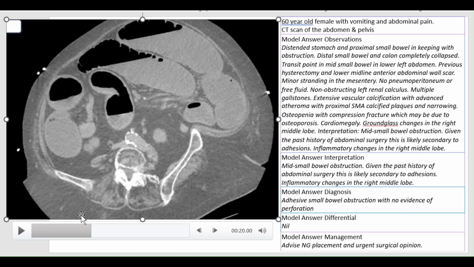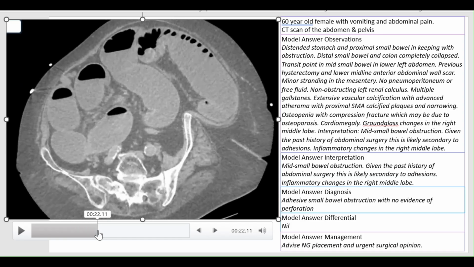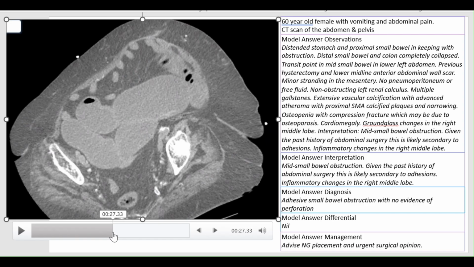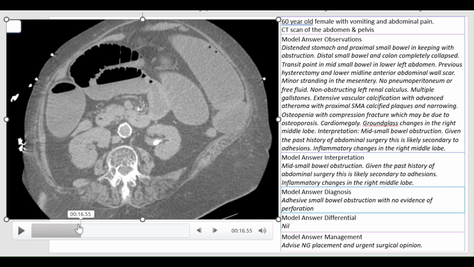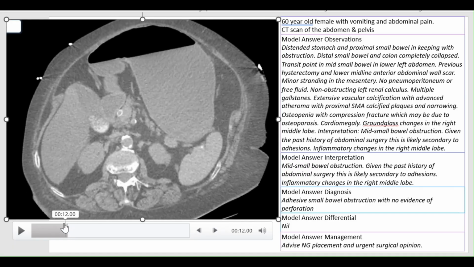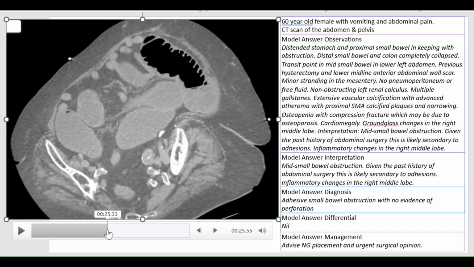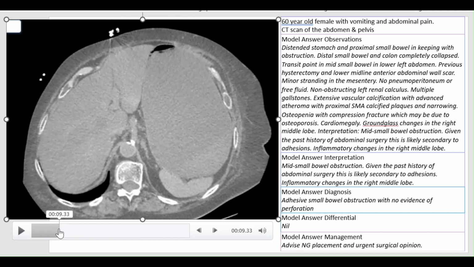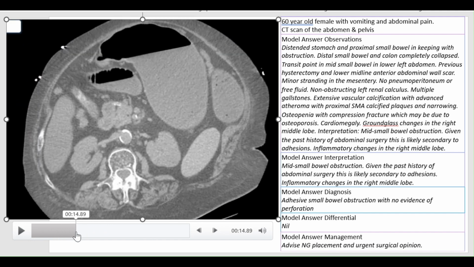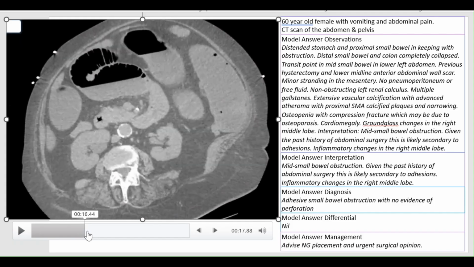So whenever you see small bowel obstruction, try to look for any evidence of perforation. There is no evidence of perforation, no free intra-abdominal air, no free fluid in the abdomen, in the peritoneum. No intraperitoneal free fluid or free air.